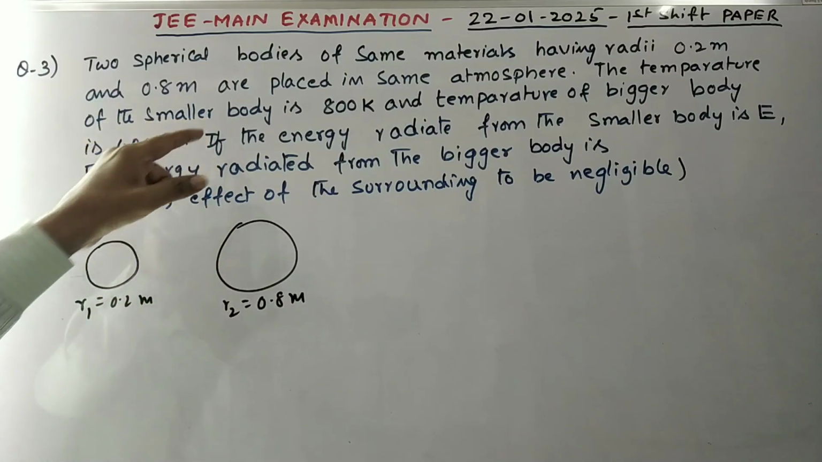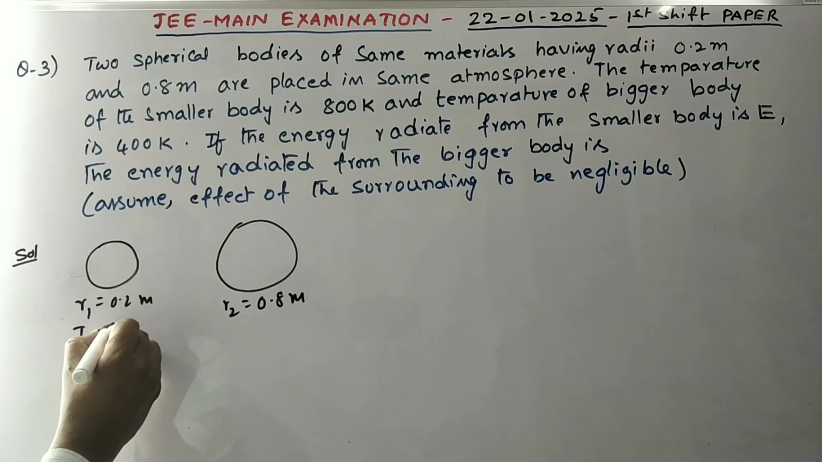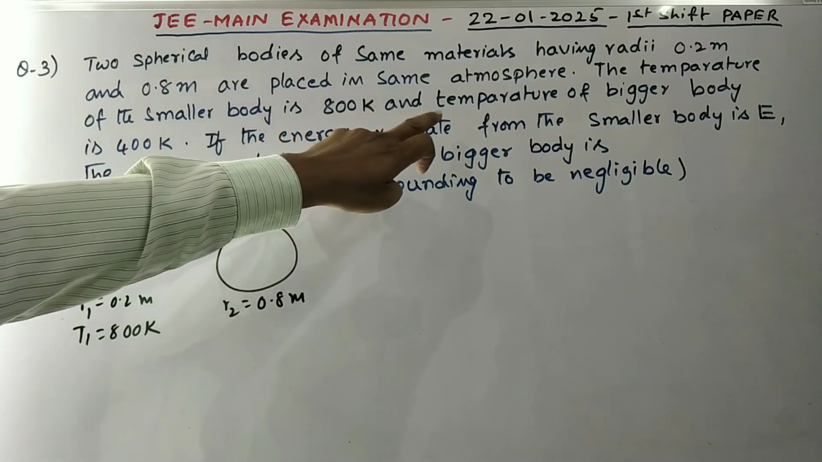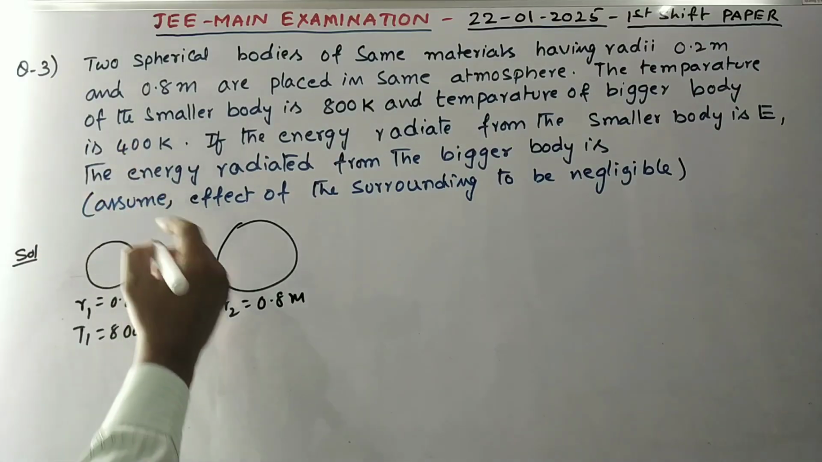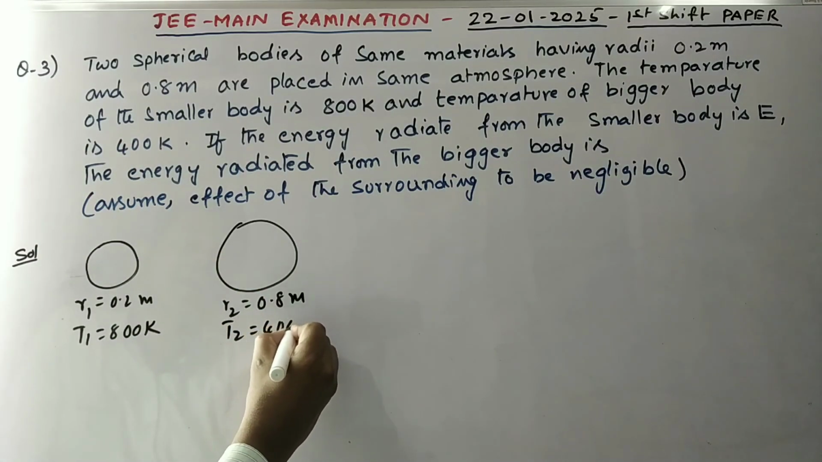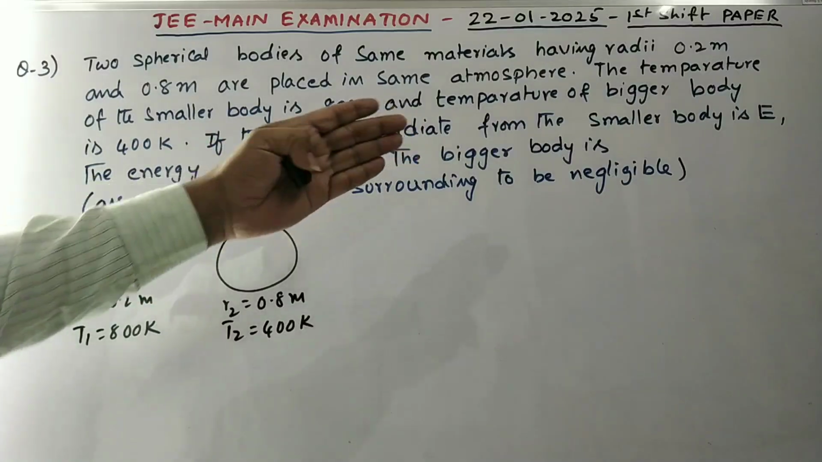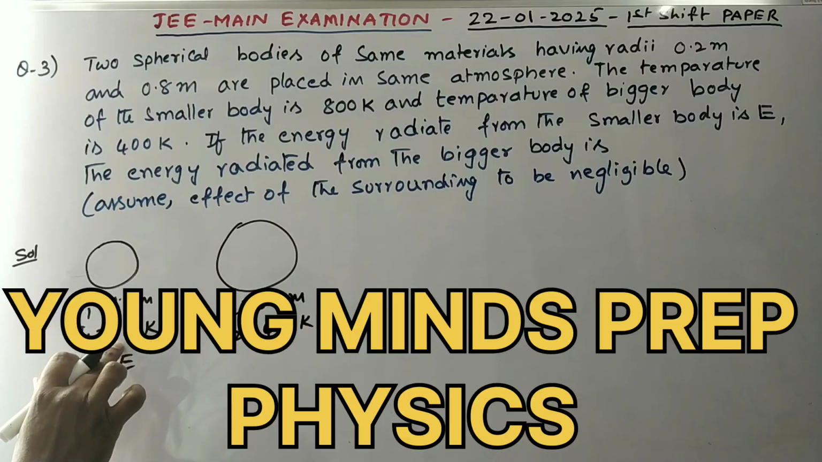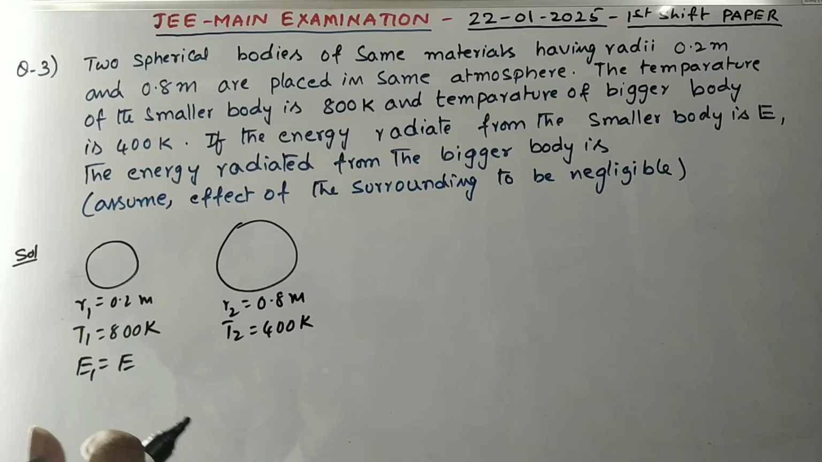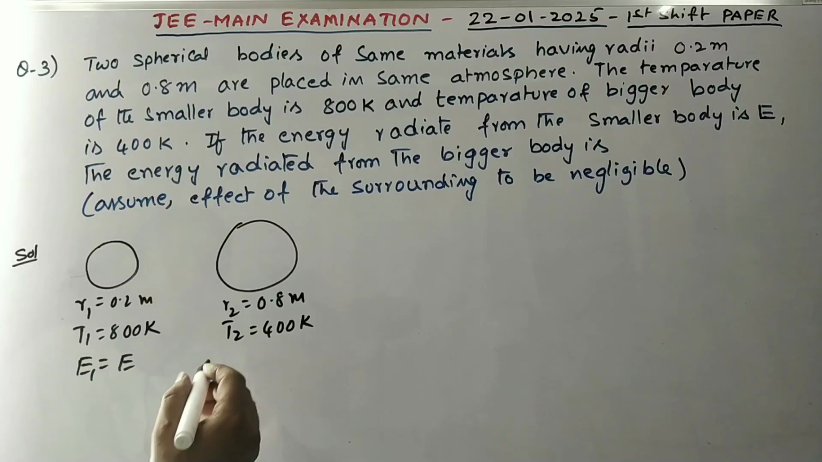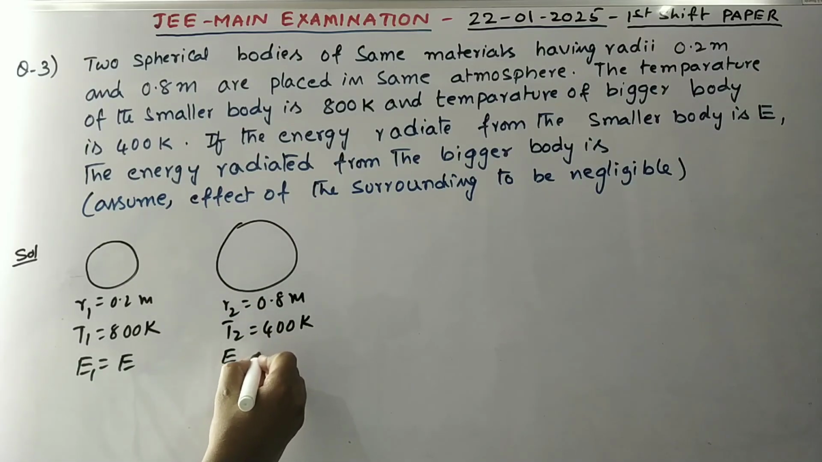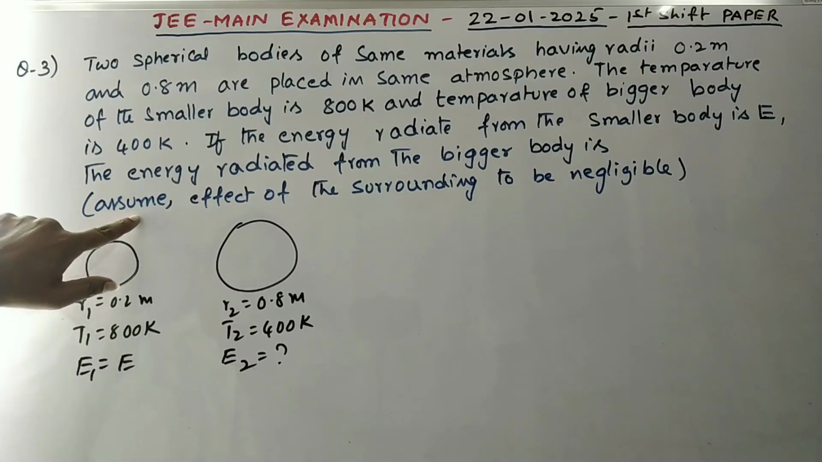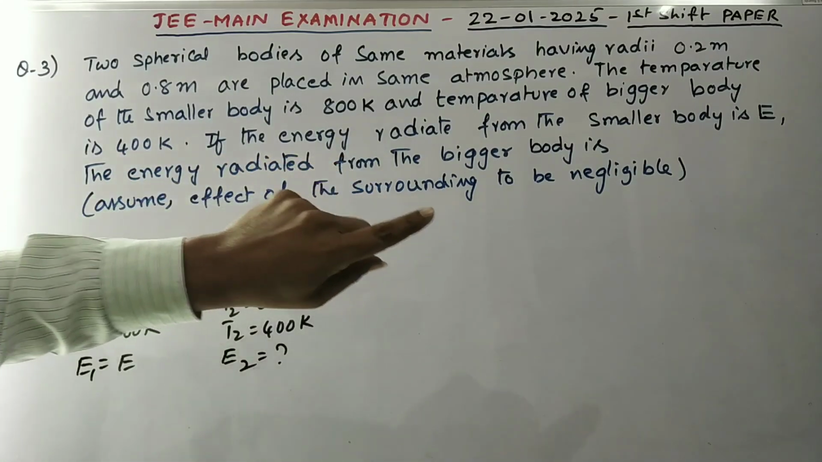The temperature of the smaller body, called T1, is equal to 800 Kelvin. And the temperature of the bigger body, T2, is 400 Kelvin. If the energy radiated from the smaller body is E1, why? Because the body is above 0 Kelvin, it continuously emits heat energy in the form of radiation, from Prevost theory of heat exchange. So what is the heat energy emitted from the second body? E2 is equal to what? This is what is asked. Moreover, assume the effect of the surroundings to be negligible.